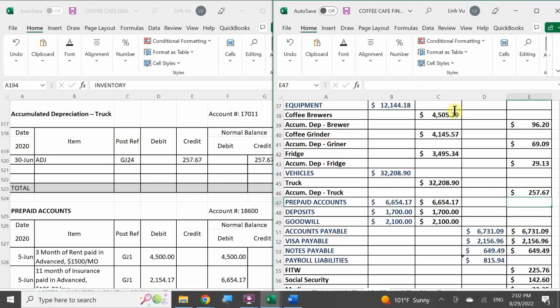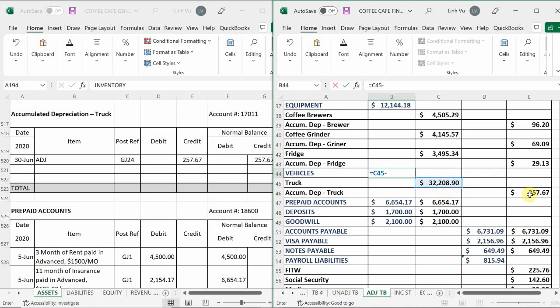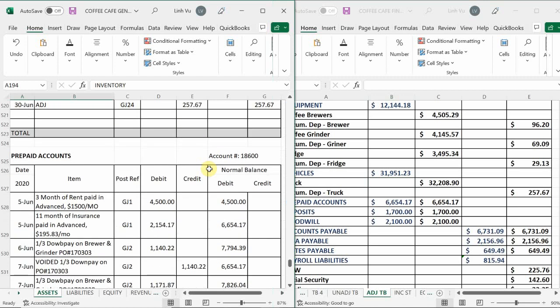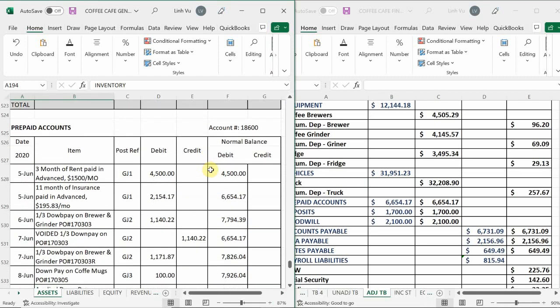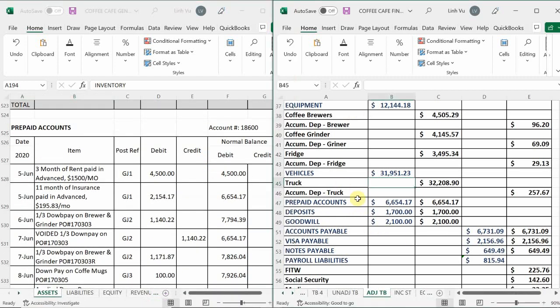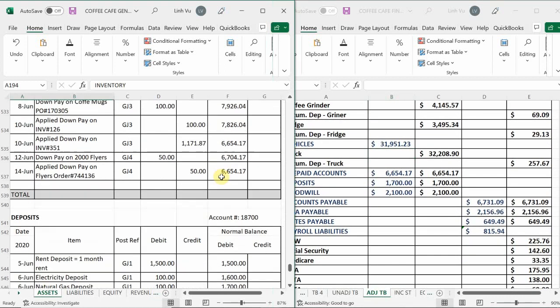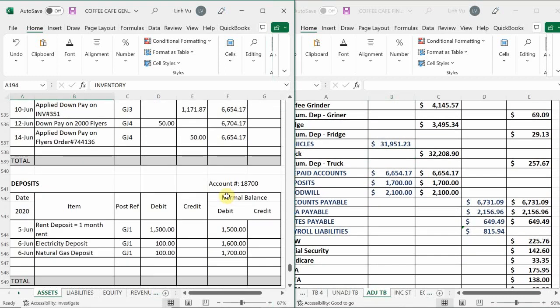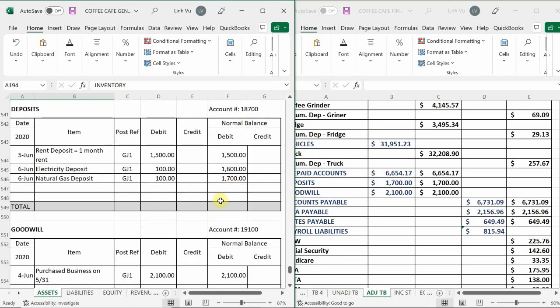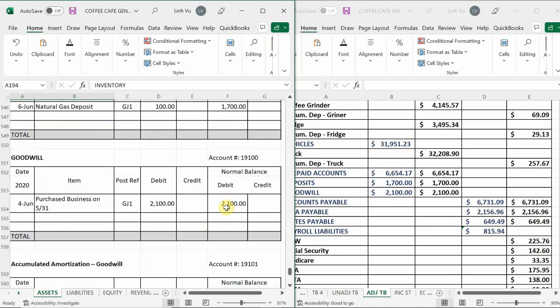So what is my total vehicles? In this case, my total book value for my vehicles is going to be this minus my accumulated, to give me a grand total of $31,951.23. So that's just calculating my depreciation for my vehicles. Okay. And then, of course, you still have your prepaid accounts, still currently at $6,654.17, so that stayed the same. My deposit is still at $1,700, so that stayed the same.